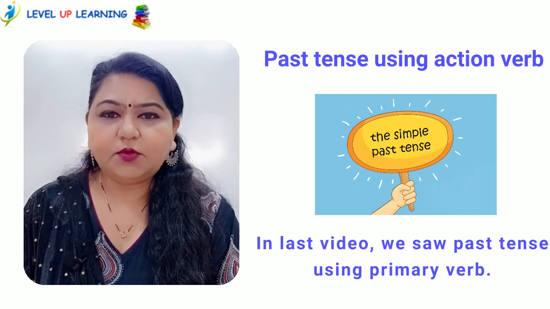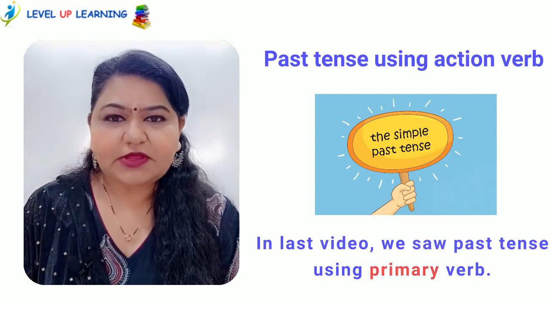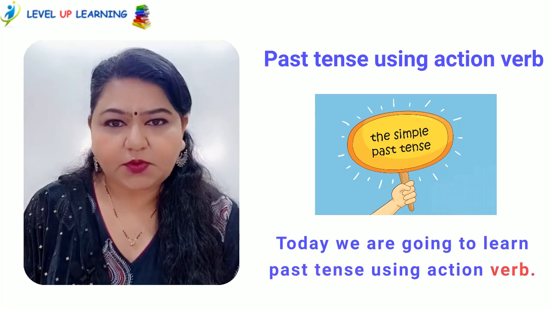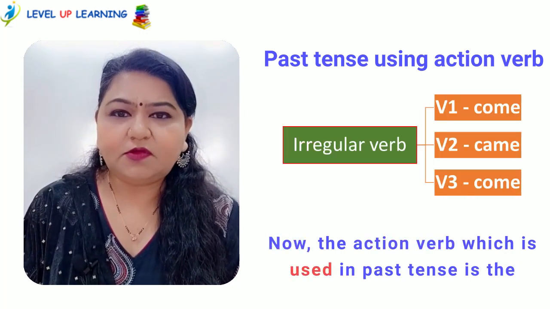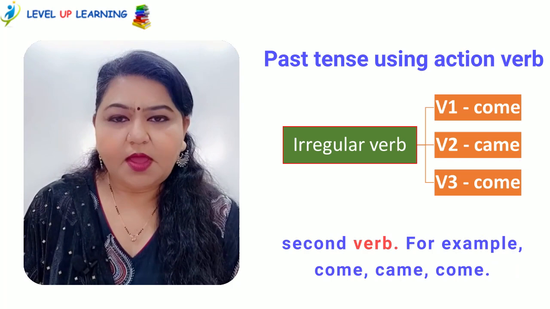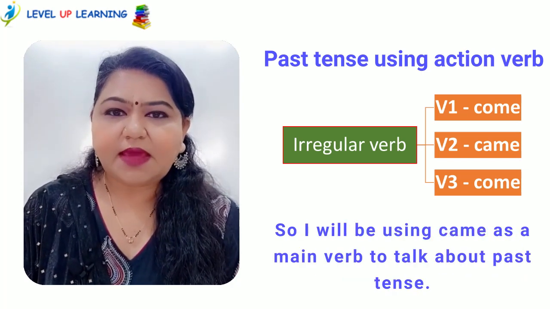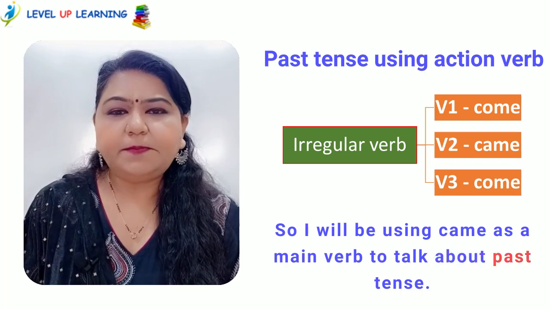In the last video we saw past tense using primary verb. Today we are going to learn past tense using action verb. Now the action verb which is used in past tense is the second verb. For example, come, came, come. So I will be using came as a main verb to talk about past tense.